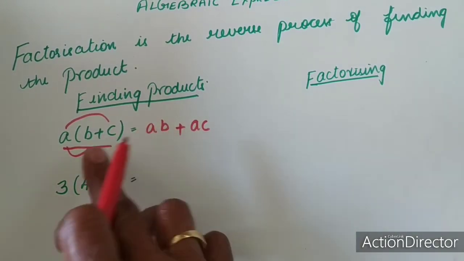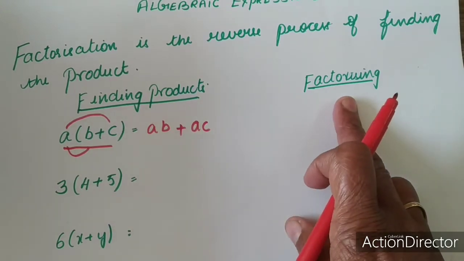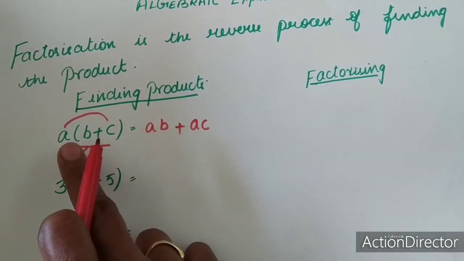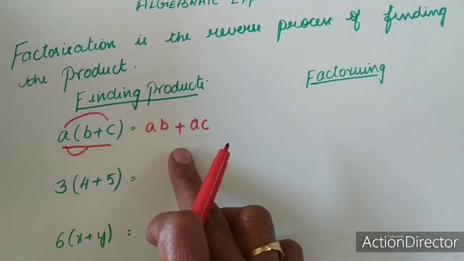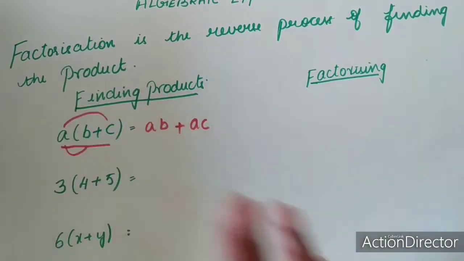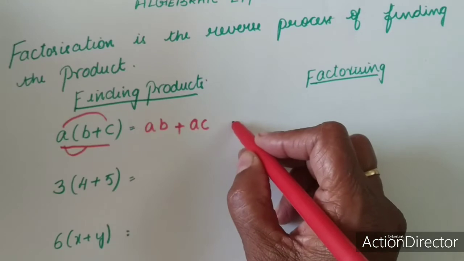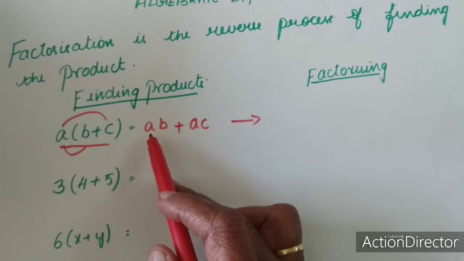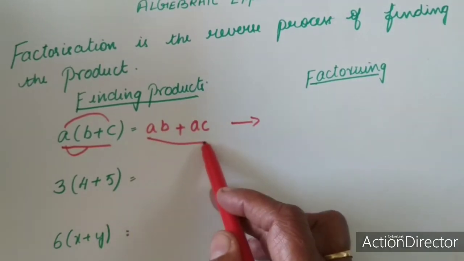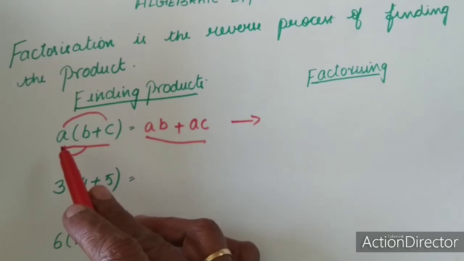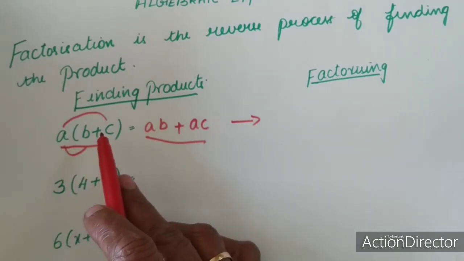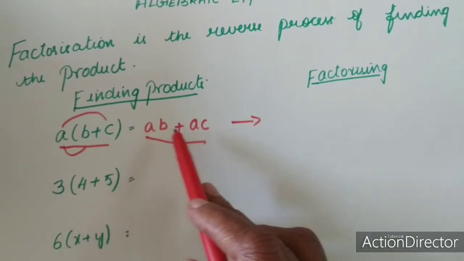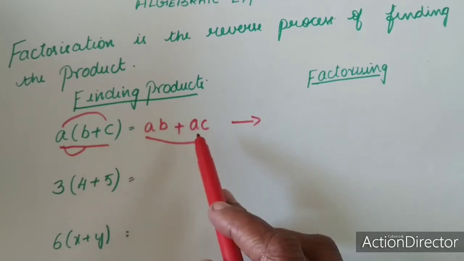Now when you want to find the reverse process, that you call factorization. So from this AB plus AC, we are going to write back A into B plus C. That process you call factorization. Now how do you get back this A into B plus C? After finding the product, in the exam you will be given this part, AB plus AC. Now you have to get back this form A into B plus C, that is the reverse form of the distributive property. So for finding this, we have to find the HCF of the first two terms.